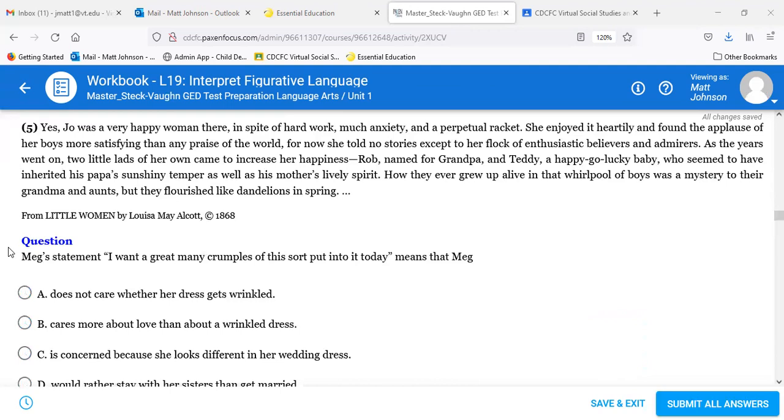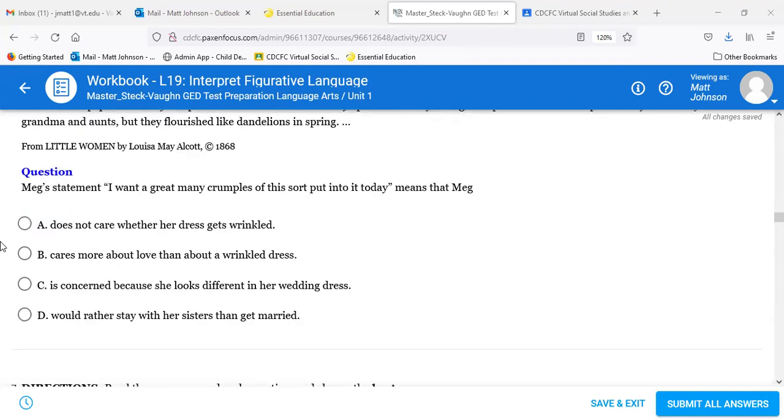All right. And Etta, do you want to read question 6 for us? Meg's statement, I want a great many crumples of this sort put into it today, means that Meg: A, does not care whether her dress gets wrinkled; B, cares more about love than about a wrinkled dress; C, is concerned because she looks different in her wedding dress; or D, would rather stay with her sisters than get married. A. B.